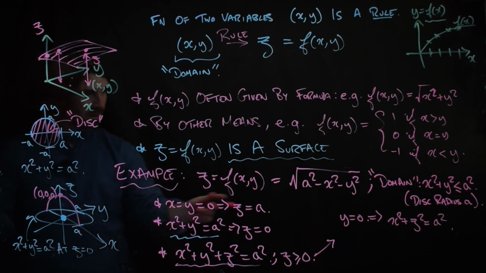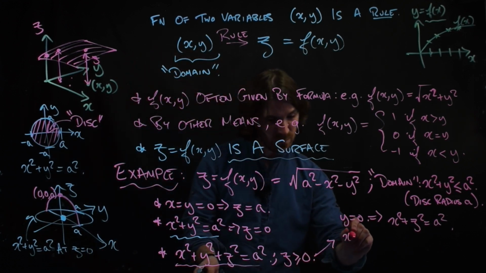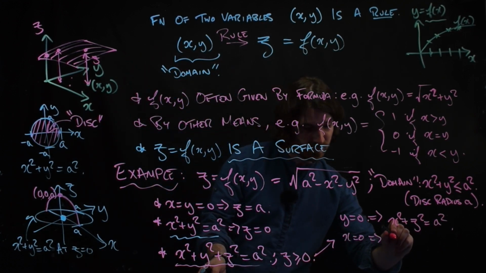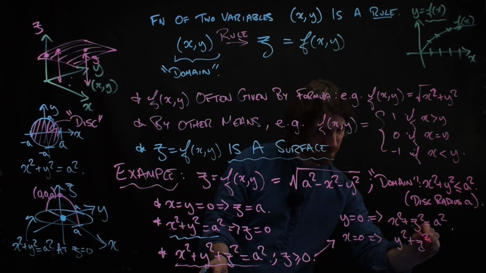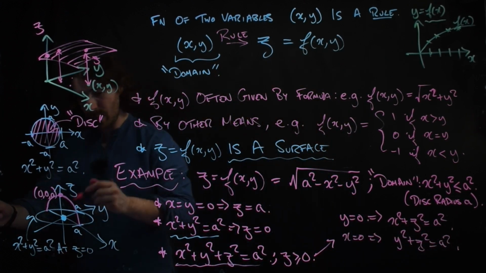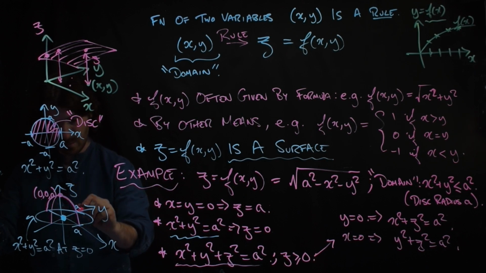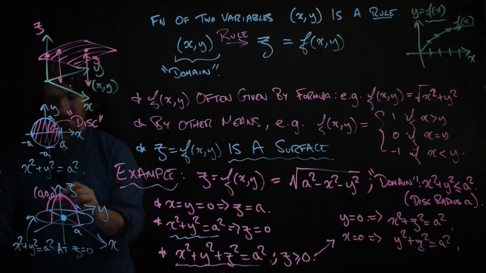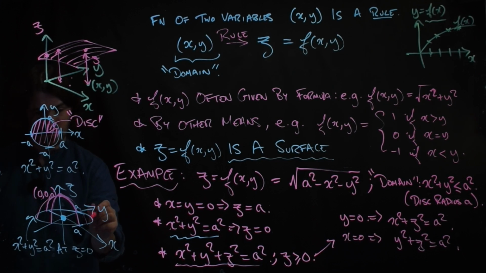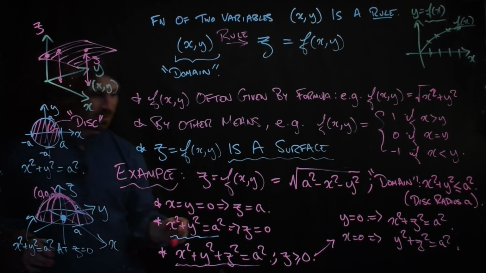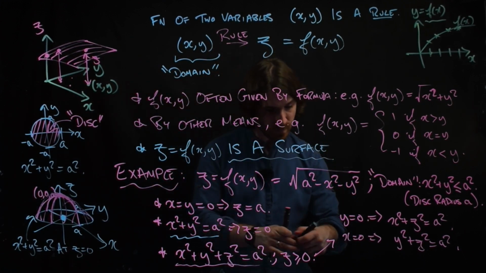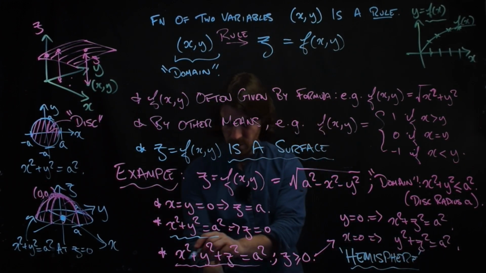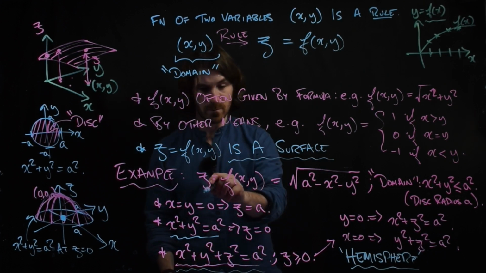Okay, and if you set x equals 0, then you get a circle in the yz plane of radius a. Okay, and the yz plane is this one. Okay, so you see that you map out a dome. Okay, and it turns out that this is a hemisphere. So this is the equation of a hemisphere. This here, or we can have this.